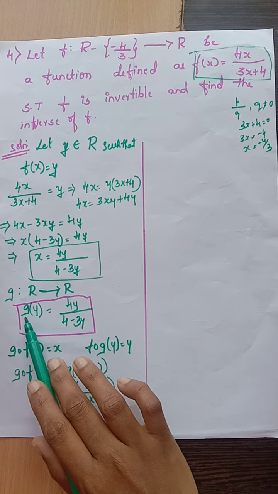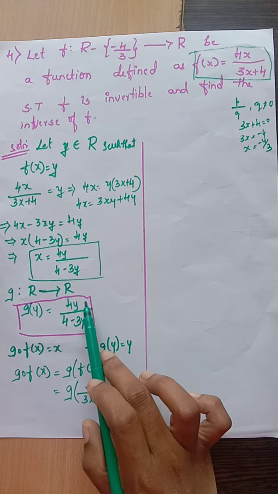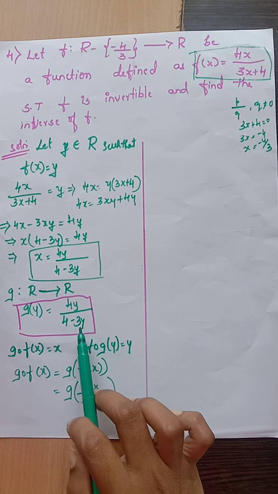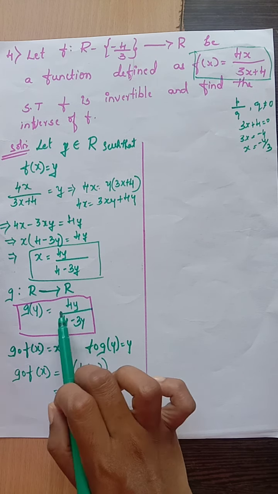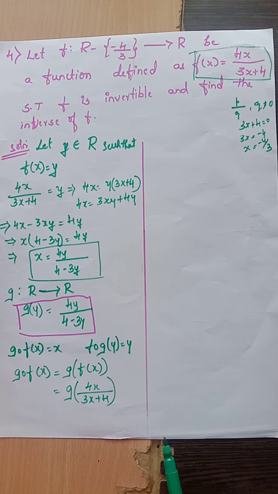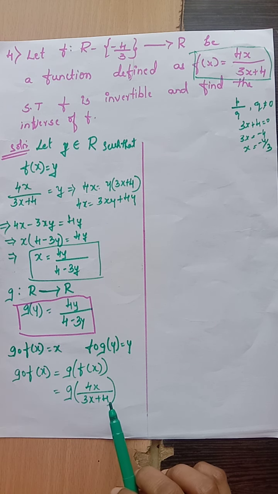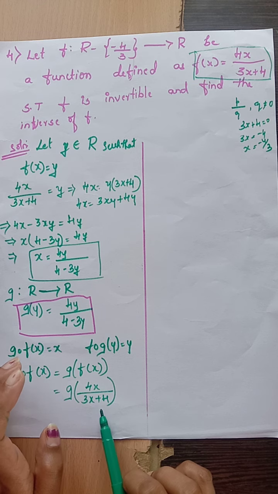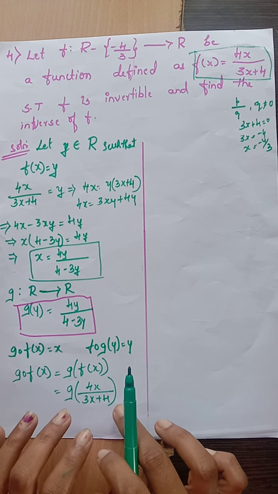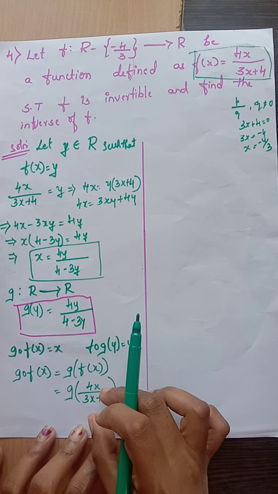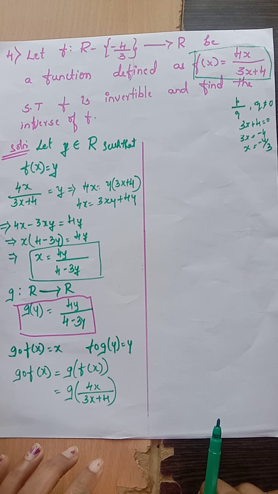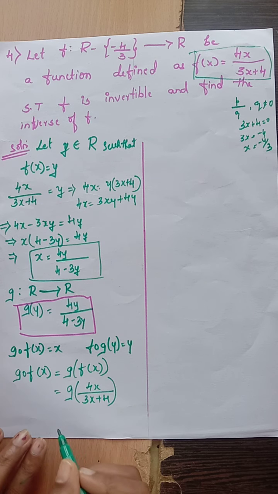Now, I know g of y is 4 into y divided by 4 minus 3 into y. So, what is g of 1? Wherever I have y, I have to replace it by 1. So similarly, now instead of y, I have 4x divided by 3x plus 4, correct? So, what will I get?